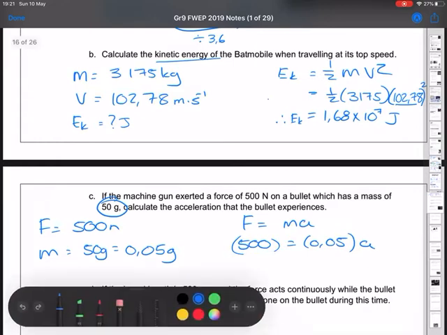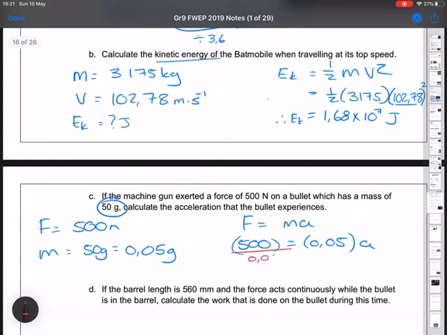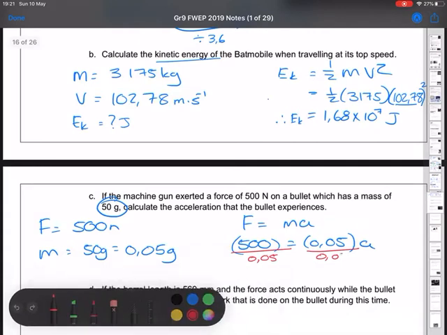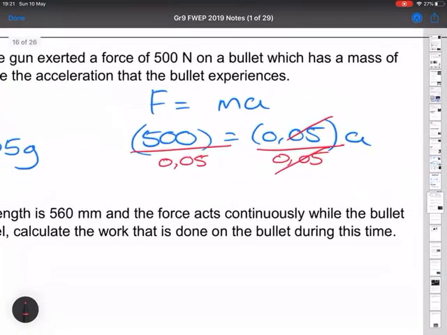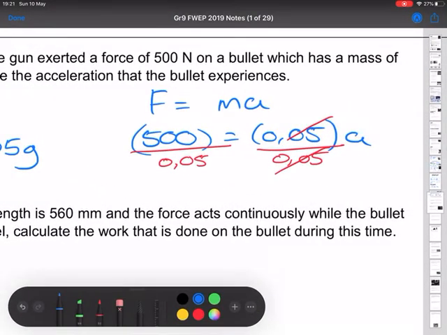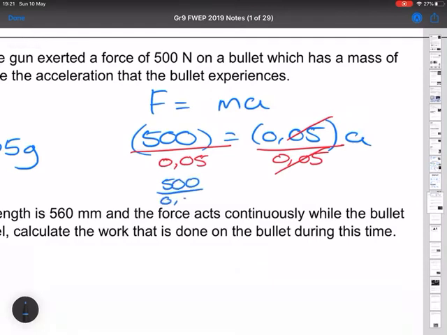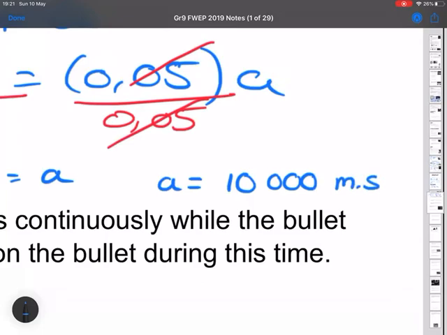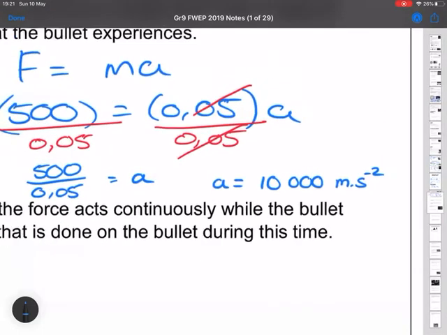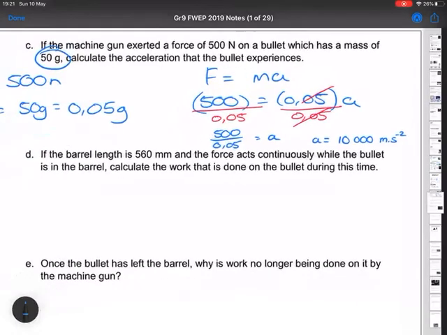I'm going to do it in red. You don't actually need to show the step. Divide by 0.05, divide by 0.05, so that those cancel. You don't need to show what I've done in red. It's just for explanation purposes. Only the blue writing is what you show. So you do have to show 500 divided by 0.05 equals acceleration. And so your acceleration should come up to be 10,000 meters per second squared. Remember the units for acceleration, meters per second squared.